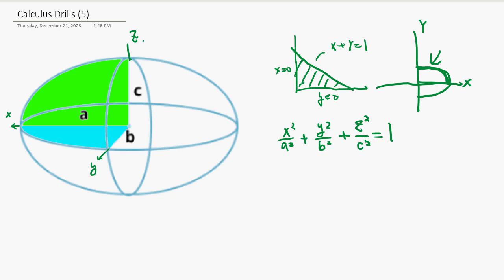So the height function is going to be c times the square root of 1 minus x squared over a squared minus y squared over b squared, right? Okay, so this is the height function.